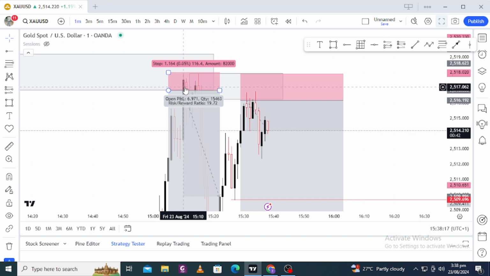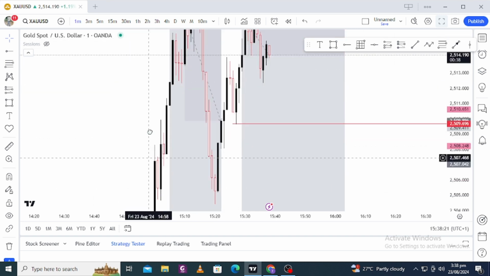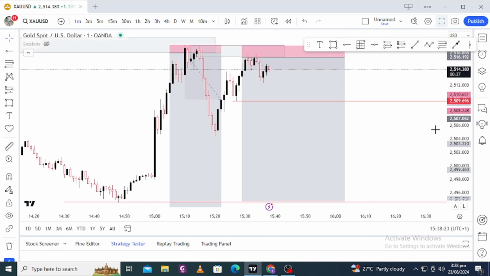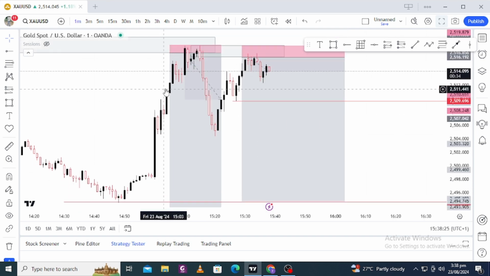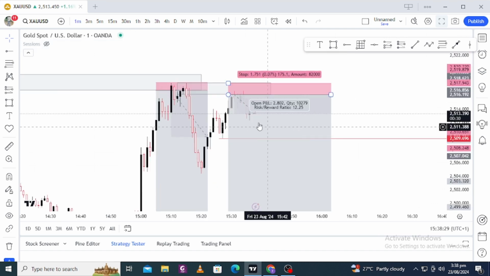It ended up breaking this low and also this low right here, instead of breaking multiple lows. This low, and also this one. So this is the order block right here. So price tapped into the order block. So this is where I'm supposed to enter into the trade.